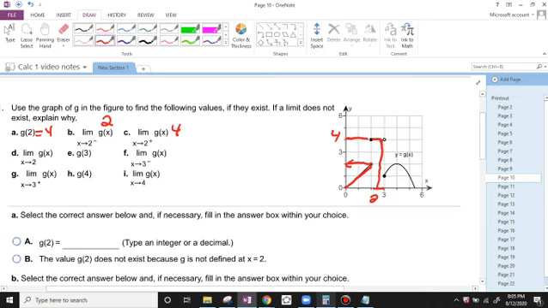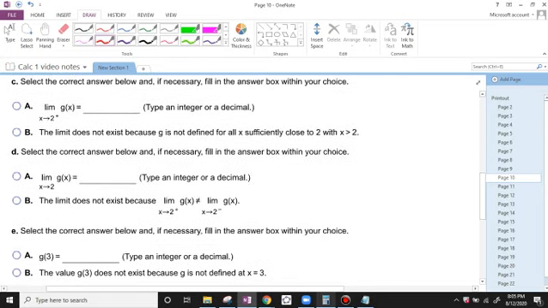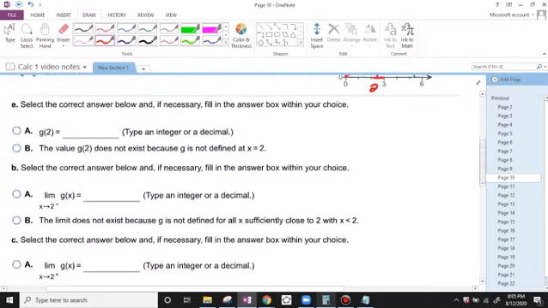The limit from the left is 2, family. The limit from the right is 4. That means there is no limit. The answer to D is the limit does not exist because the limit from the left is not the same as the limit from the right. We talked about that in class.